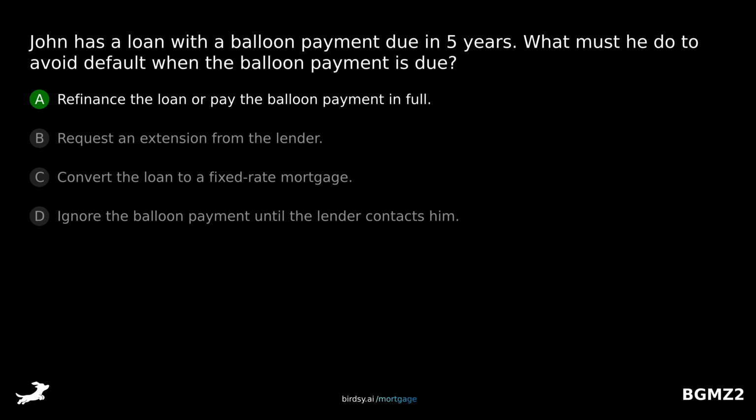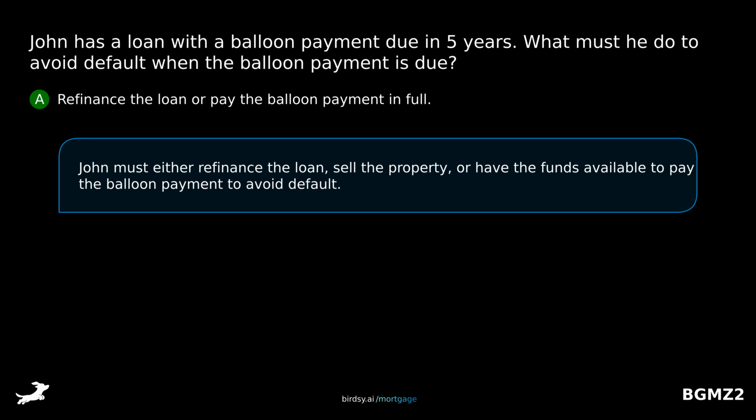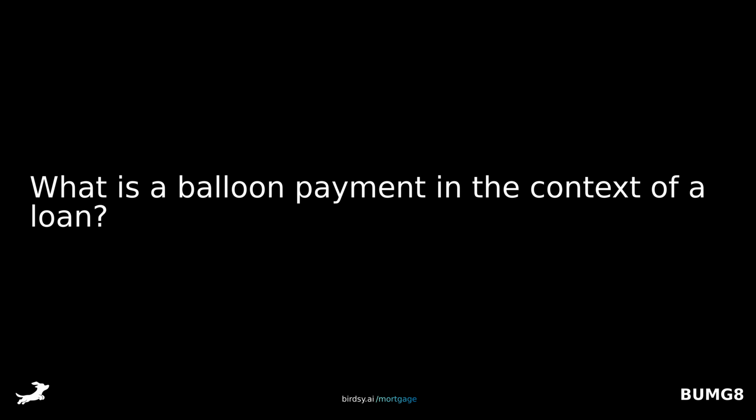The answer is A. Refinance the loan or pay the balloon payment in full. John must either refinance the loan, sell the property, or have the funds available to pay the balloon payment to avoid default. What is a balloon payment in the context of a loan?